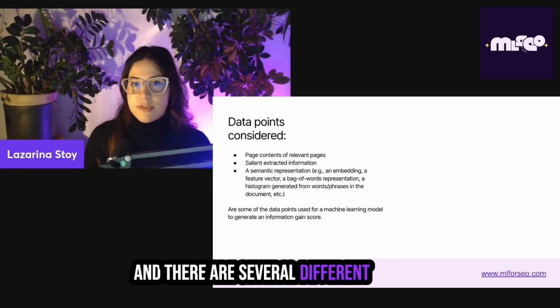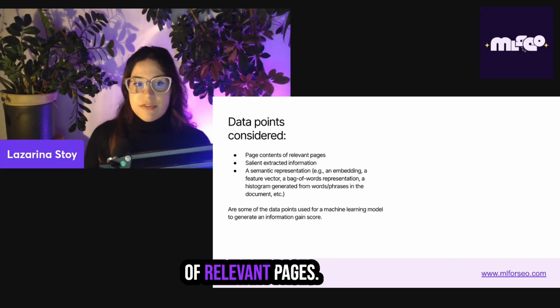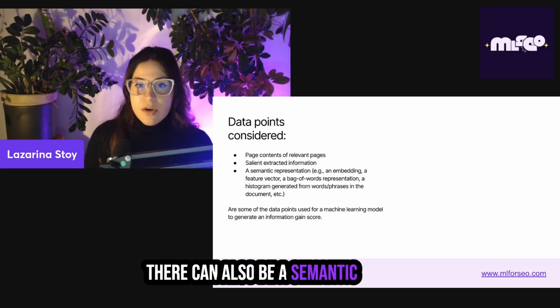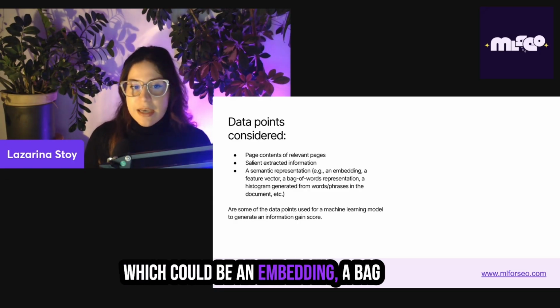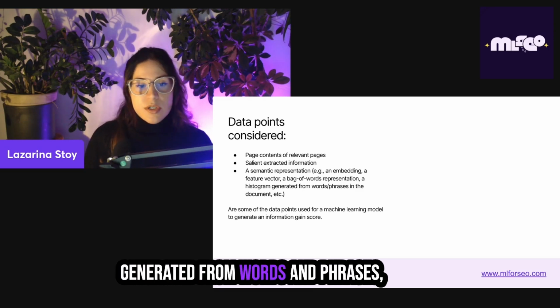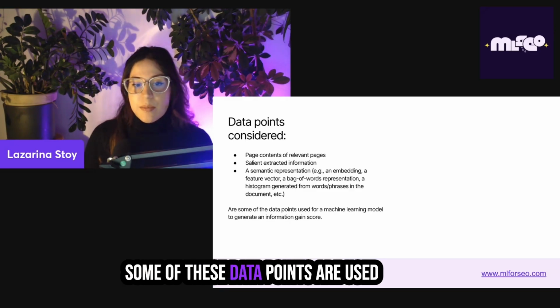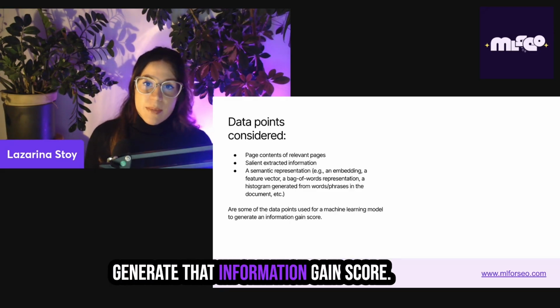And there are several different data points that are considered. One is the page contents of relevant pages. Another data point is the salient, the extracted information. There can also be a semantic representation of this information that's extracted, which could be an embedding, a bag of words. It could be a histogram generated from words and phrases. It could be entity data as well. And some of these data points are used for a machine learning model to generate that information gain score.